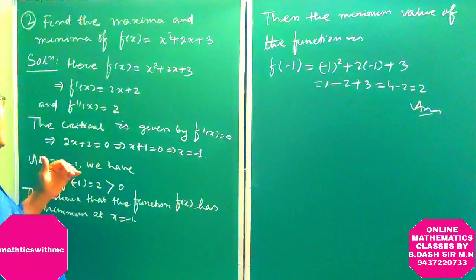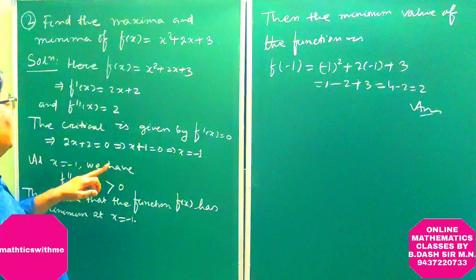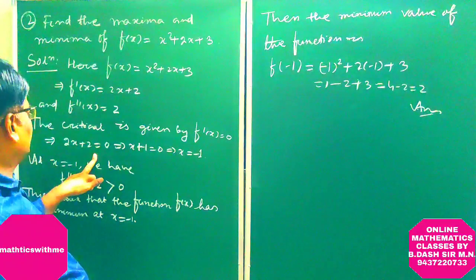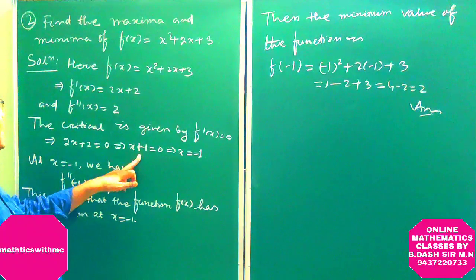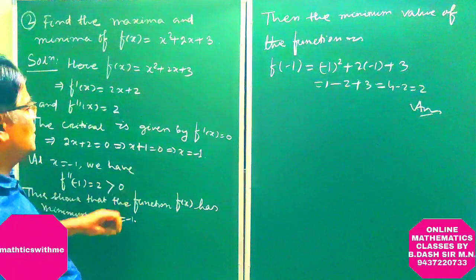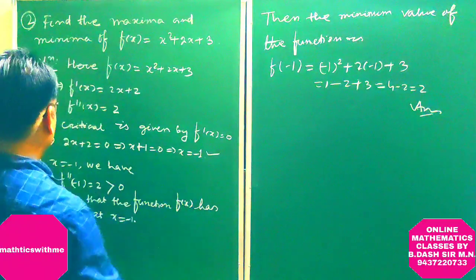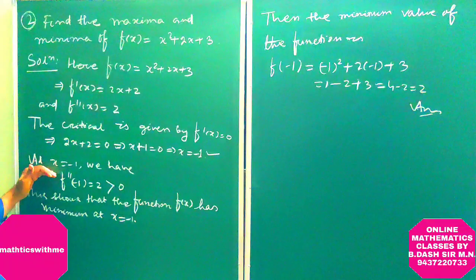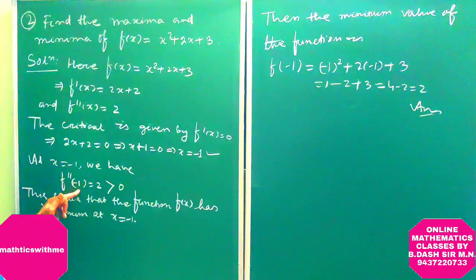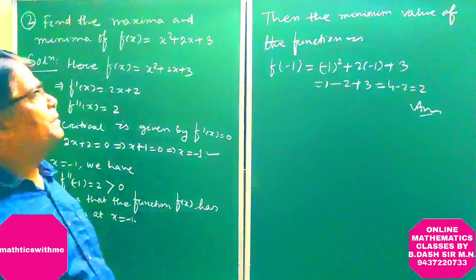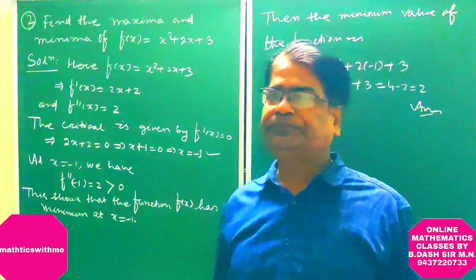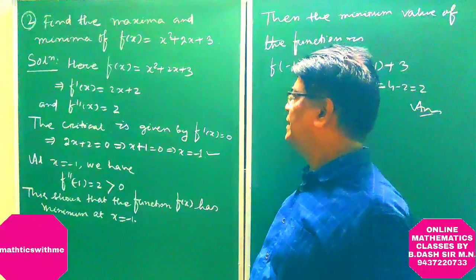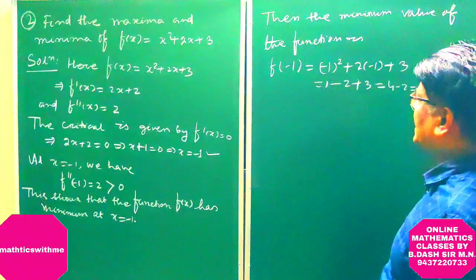The critical point here is given by f dash of x is equal to 0. It means 2x plus 2 is equal to 0, x plus 1 is equal to 0, x is equal to minus 1. At x is equal to minus 1, f double dash of minus 1 is equal to 2, which is greater than 0. This shows that the function has a minimum value and the minimum value is 2.